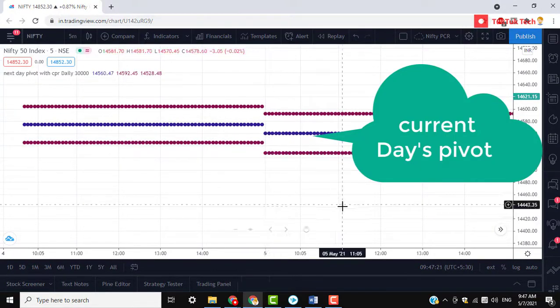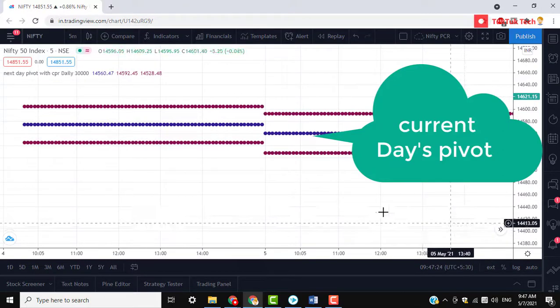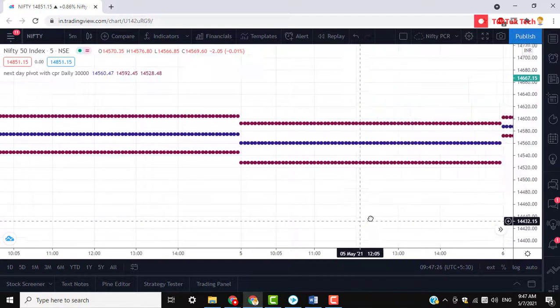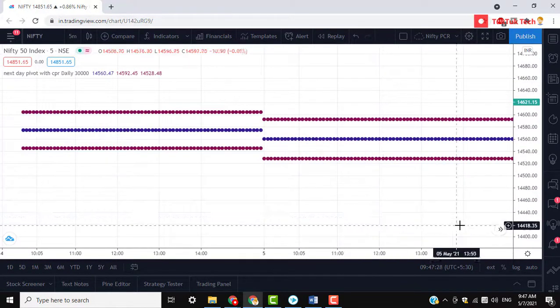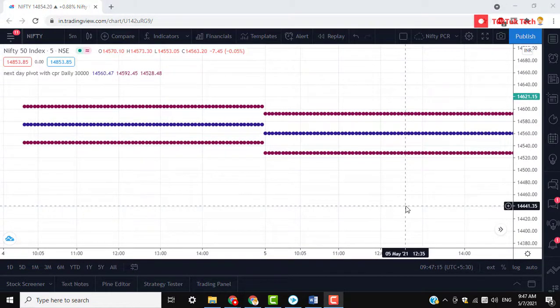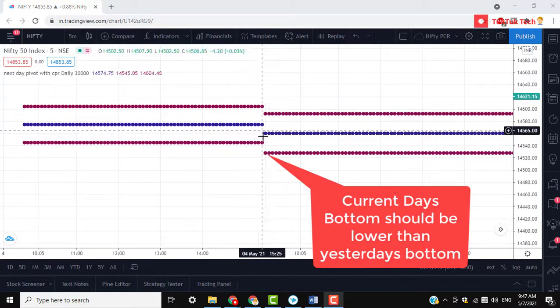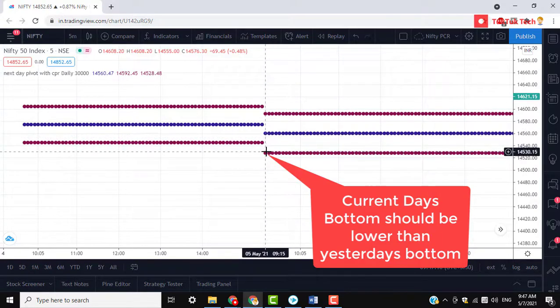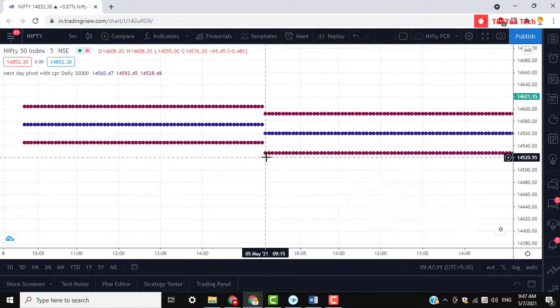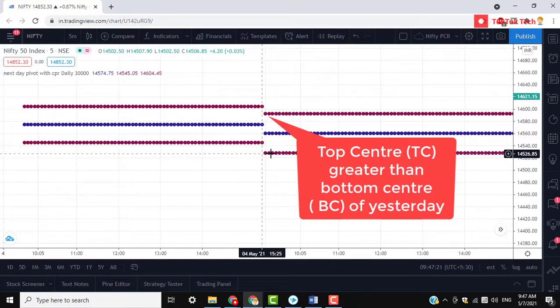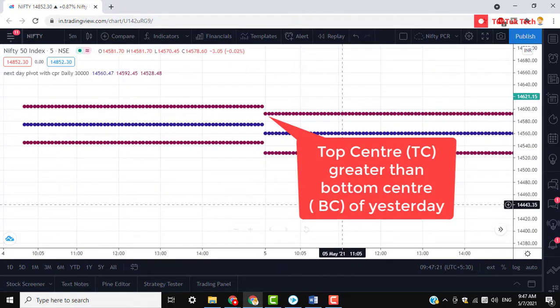Overlapping lower value relationship occurs when the current day's pivot range is lower than the prior day's range, but overlaps to a degree. That is, the current day's bottom central pivot is lower than the bottom of the prior day's range, but the top of the current day's range is higher than the bottom of the prior day's range.